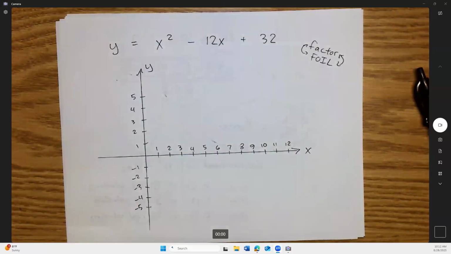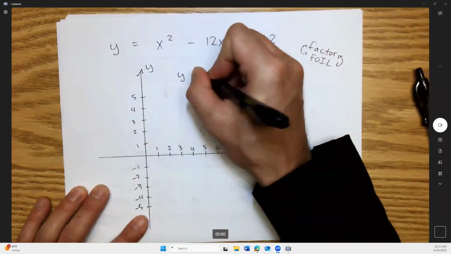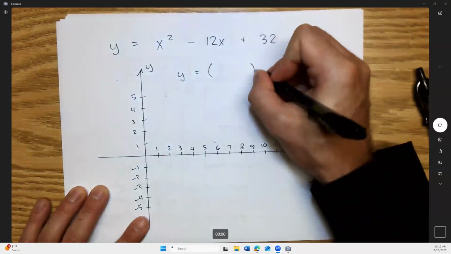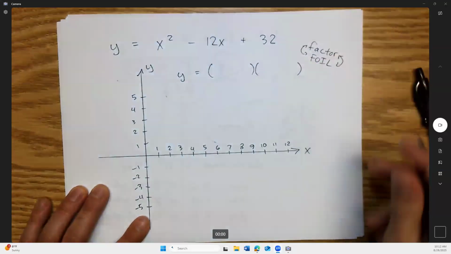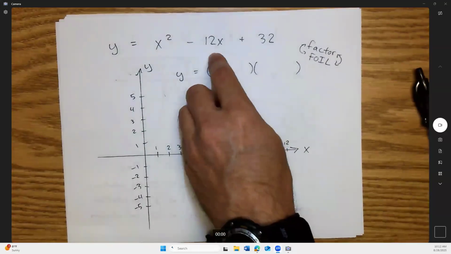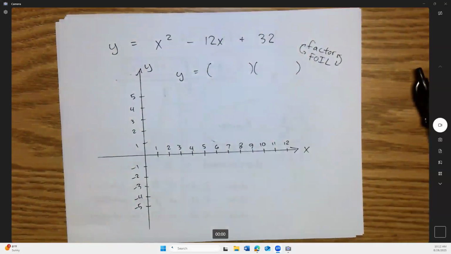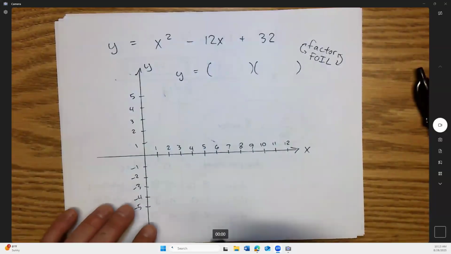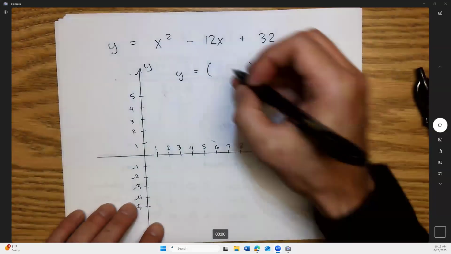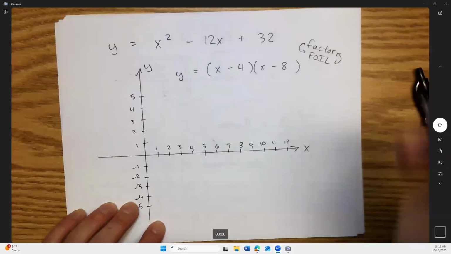Okay, can you factor this thing? Here, I'll start writing it out too. You say y equals, start going to factored form, something times something, right? So what are two numbers that add to -12 but multiply to 32? What do you got? 4 and 8. Aha. Or maybe -4 and -8. So should I go x minus 4, x minus 8, something like that?